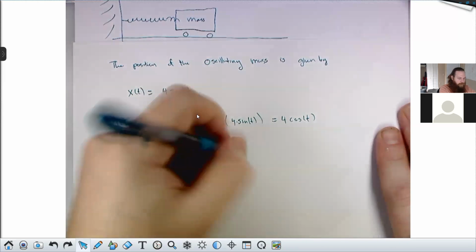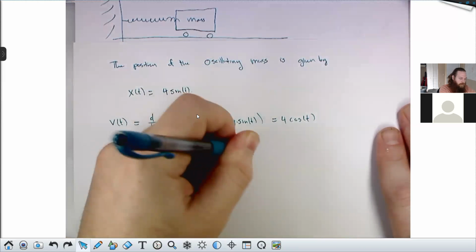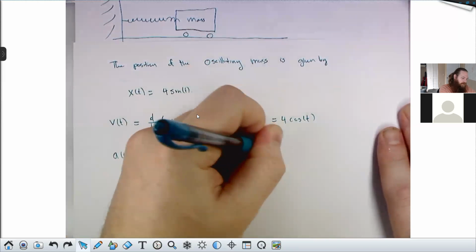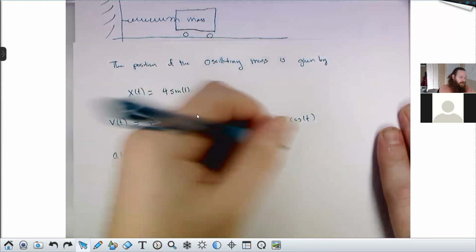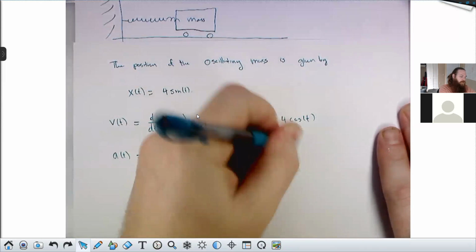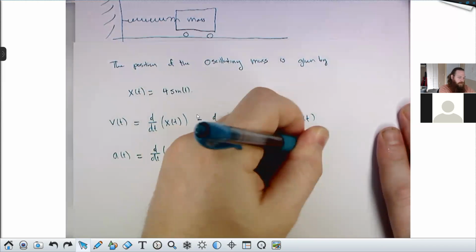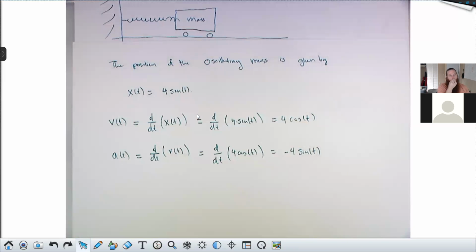I just differentiate 4 cos t. And that's going to be 4 times negative sine t, or negative 4 times the sine of t. Right? Because the derivative of cosine is negative sine. And the 4 comes along for the ride. And those are being multiplied. So 4 times negative sine t is negative 4 sine t.